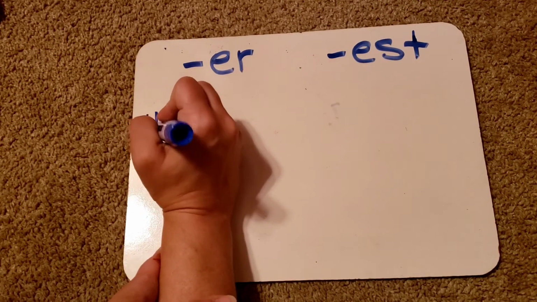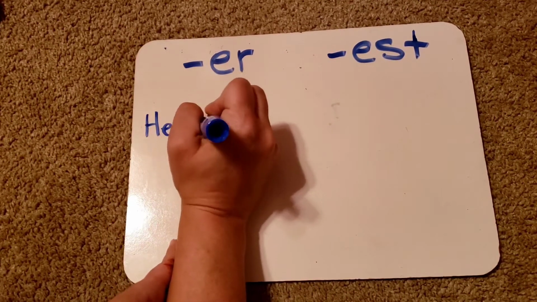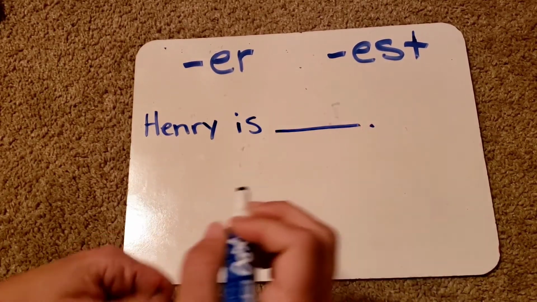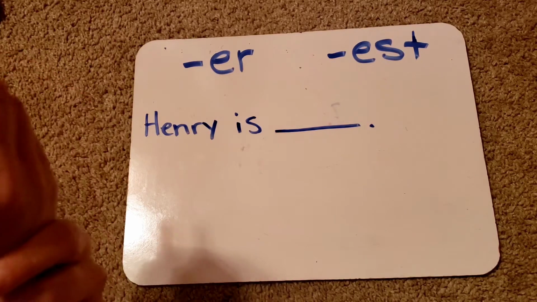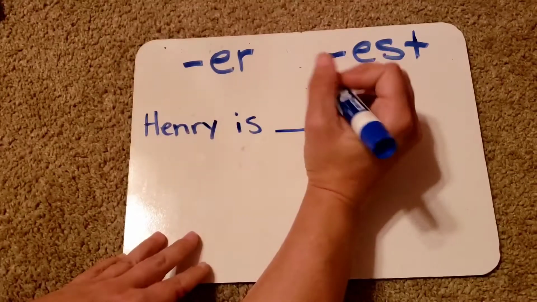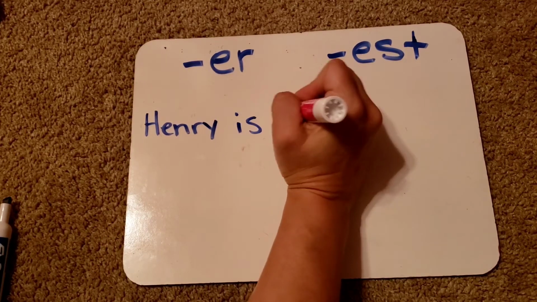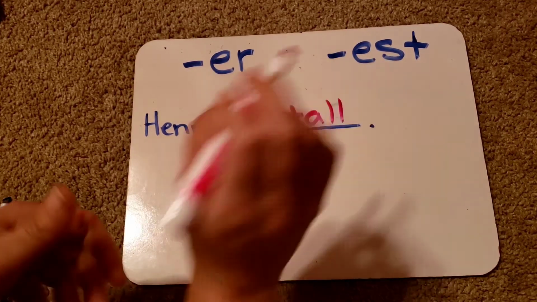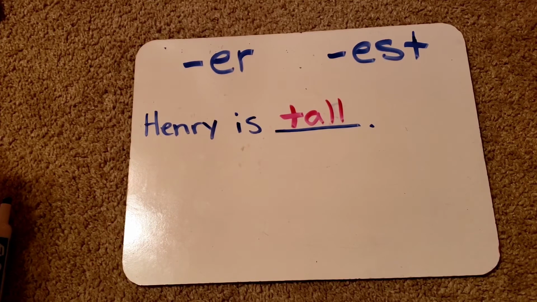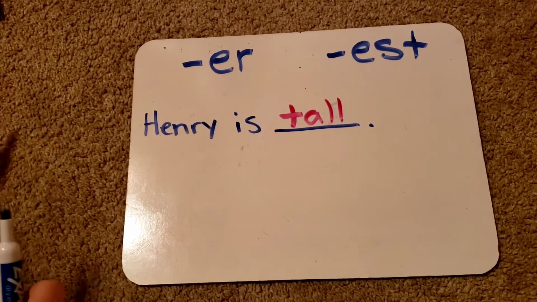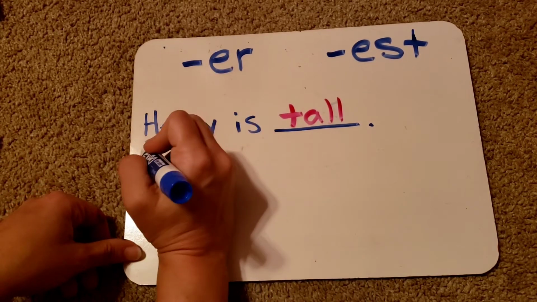So we'll use Henry from our story. And we'll say Henry is... we can fill in an adjective. Henry is tall. It's a different color so you can see better. Okay, that's just a regular adjective. It's telling me about Henry. Henry's our noun, and what about Henry? He's tall.